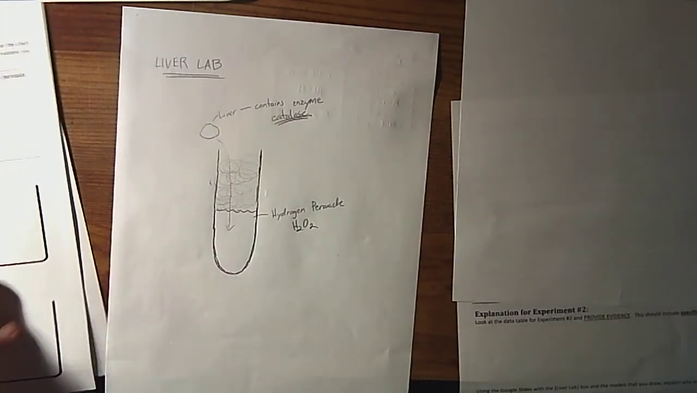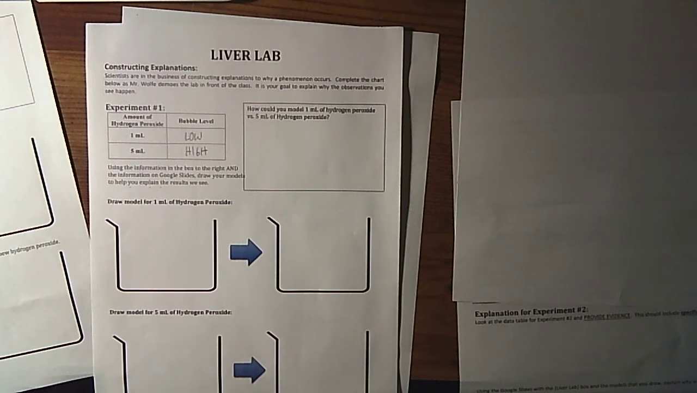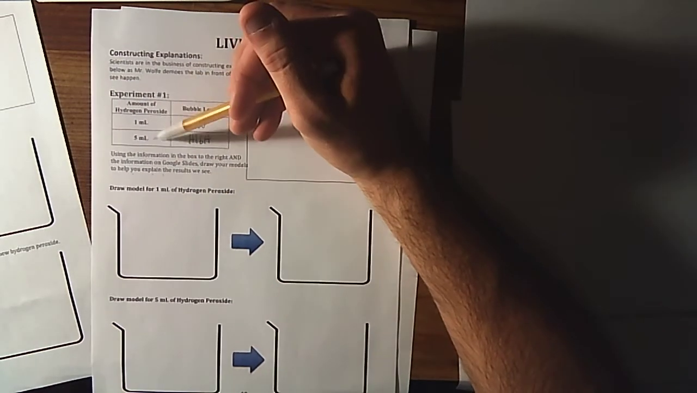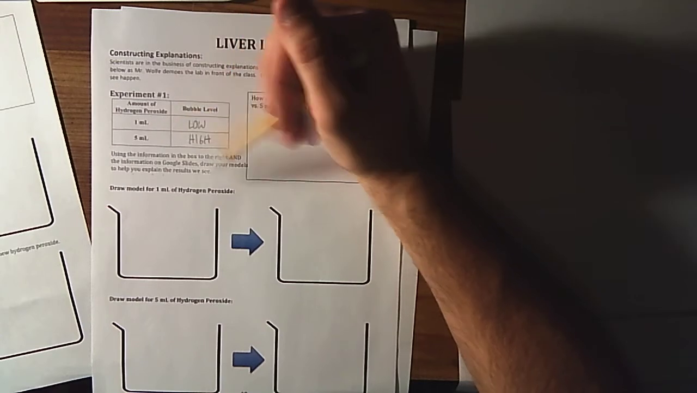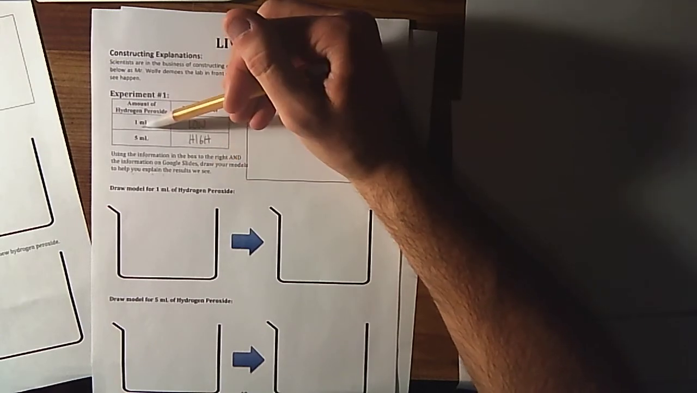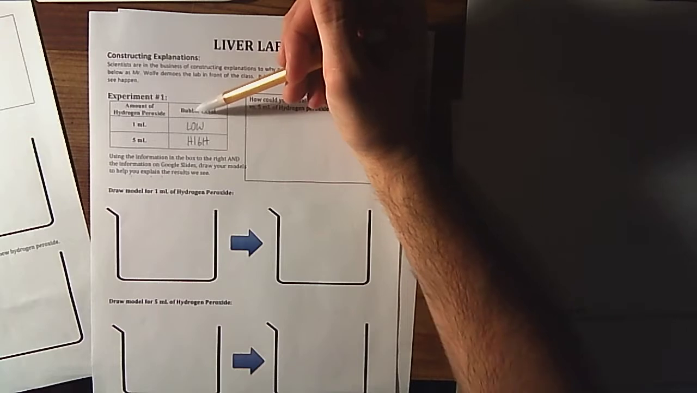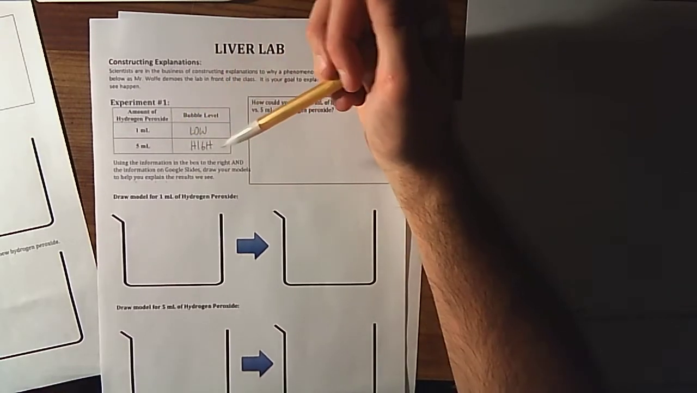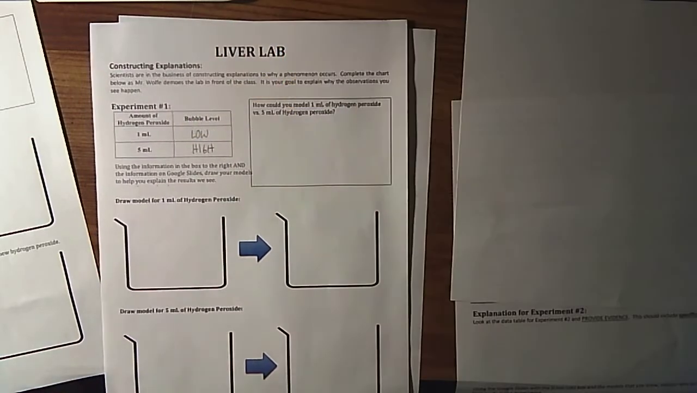Okay, if you were absent, really quickly, this was the data we ended up getting. So for the first experiment, we just changed the amount of hydrogen peroxide we had in each tube, and when we only had 1 milliliter of hydrogen peroxide, we had a low bubble level. When we had 5 milliliters of hydrogen peroxide, we had a high bubble level.